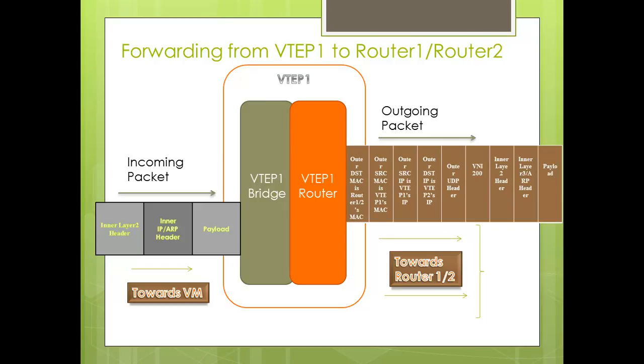Now think that we have another 3 VTEPs which are part of VNI 200. VTEP1 would have created 3 outgoing packets with outer destination IPs of VTEP2, VTEP3 and VTEP4. It means 3 packets would have been sent out of VTEP1.